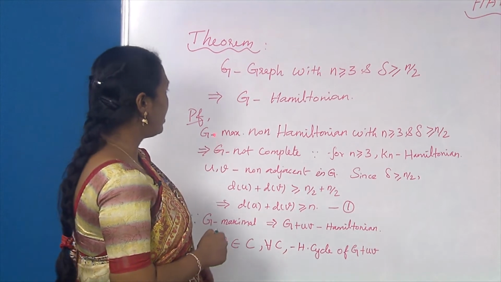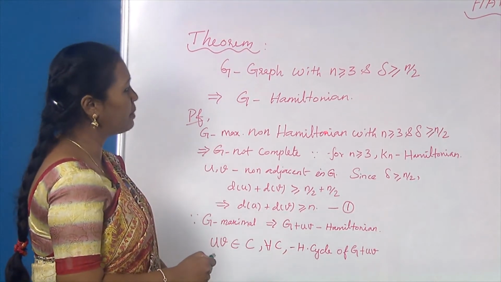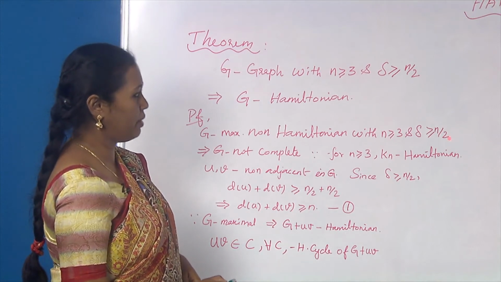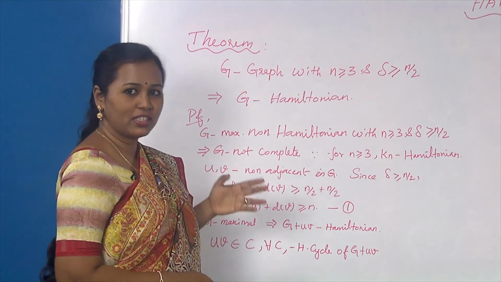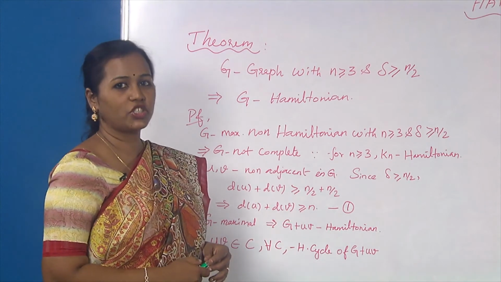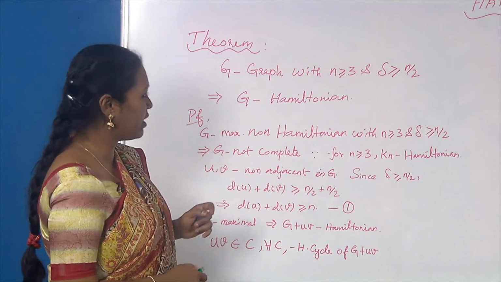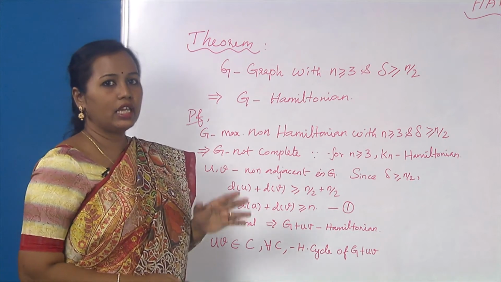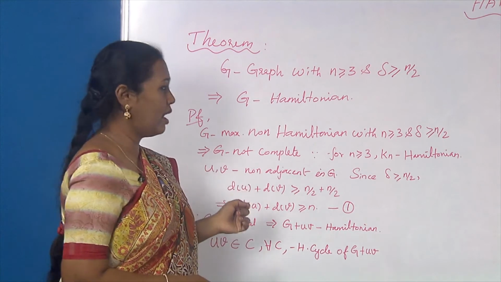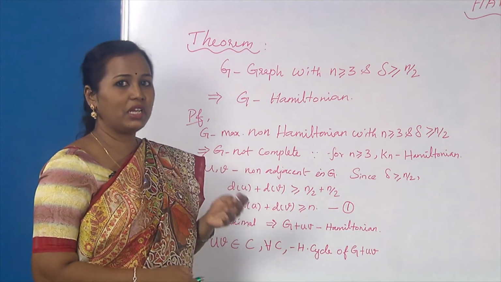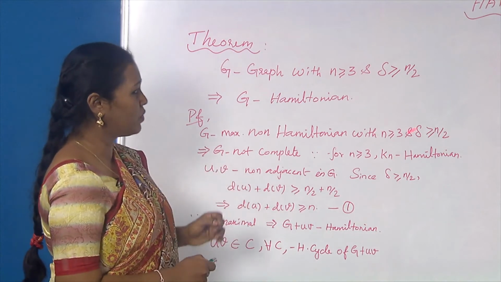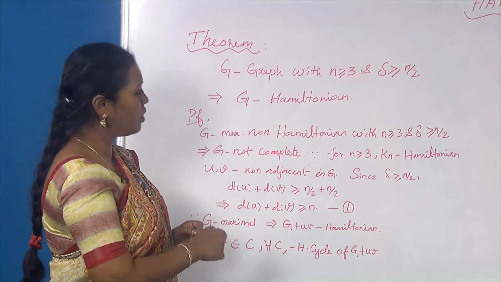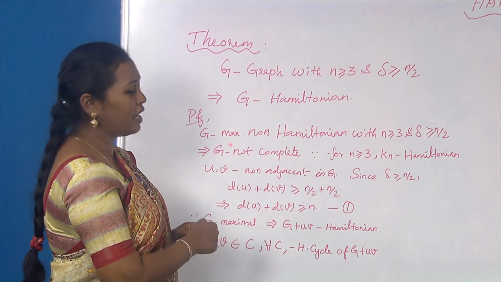The proof is, let G be any maximal non-Hamiltonian graph with n greater than or equal to 3 and delta greater than or equal to n by 2. We shall be proving this theorem by contradiction, reductio ad absurdum. A maximal non-Hamiltonian graph means that even if you add one more edge to that graph, the graph becomes Hamiltonian. That is the meaning of a maximal non-Hamiltonian graph. So, with these conditions, we have created a graph G.